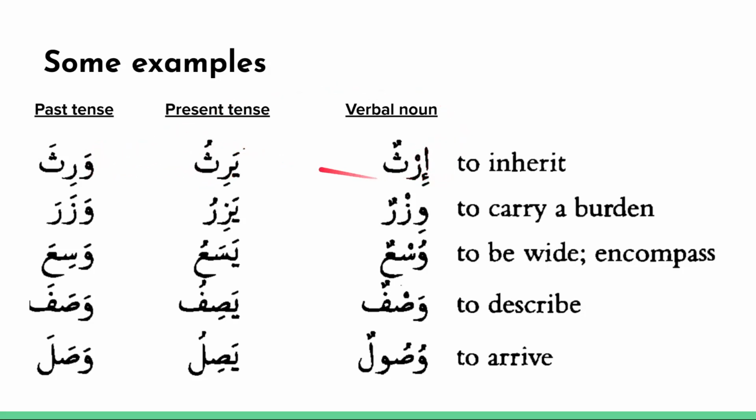noun, irthun. Let's do one more example, maybe wasala, which means he arrived. Yasilu, he arrives, and wusulun, the act of arrival. Notice that in this case, the verbal noun still maintains the waw. That did not change. But the present tense, the waw dropped, as always.